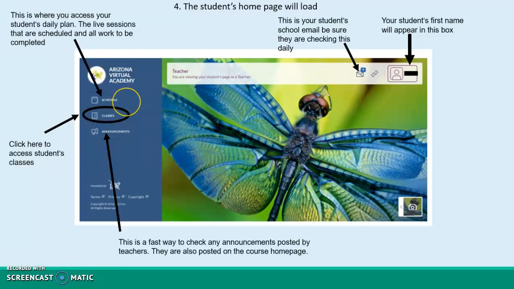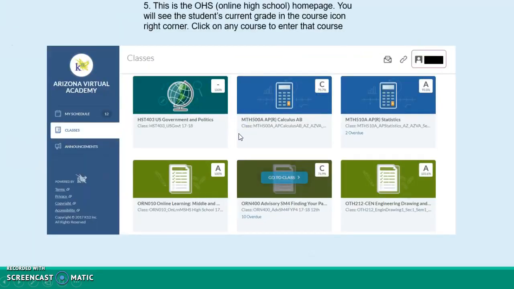Under that is announcements, and this is a fast way to check any announcements that were posted by the teachers. They are also posted in the individual courses. If you click on classes, it will take you to the page with a picture of each class. Now, in the top right corner of each course icon, you will see their current grade. So this is a quick way, if you're in a hurry, just checking on grades. You can log in, look at this. You'll have everything in one spot.